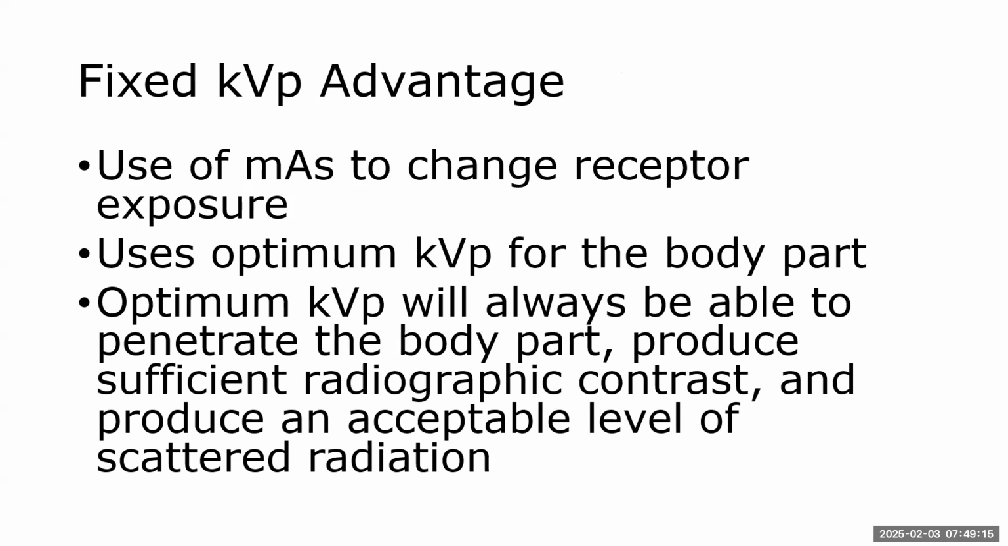So some advantages of the fixed kVp, the use of mAs to change receptor exposure, which we like, right? Because mAs only affects receptor exposure. That's why we like to use this kind. It doesn't affect spatial resolution, distortion, or contrast. It only affects receptor exposure. So that's why we like to change mAs to control receptor exposure. It uses optimum kVp for the body part. So we know that it's going to be adequately penetrated, and it will produce sufficient contrast and an acceptable level of scatter radiation.